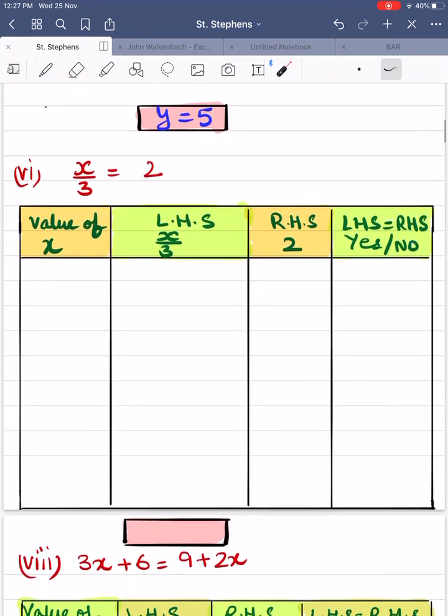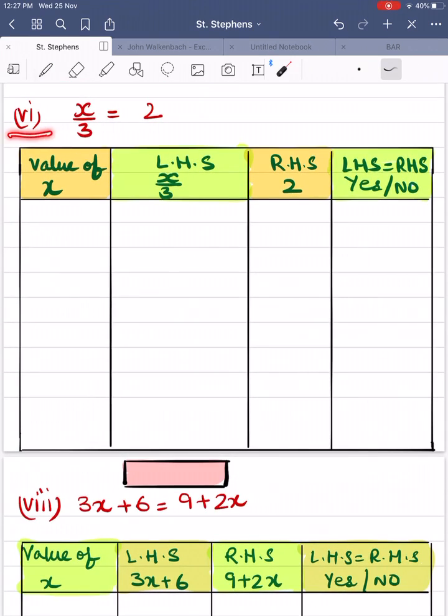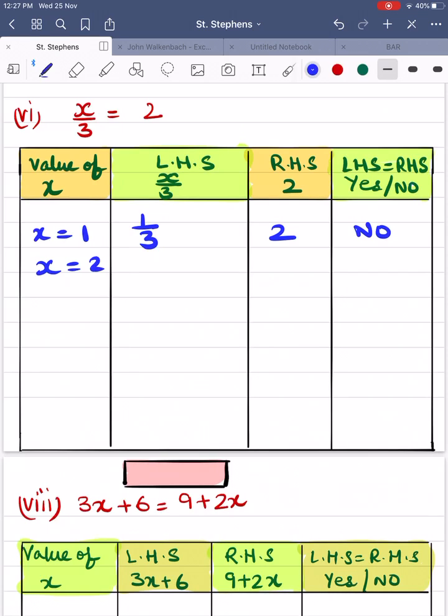Now let's move to sixth part. x upon 3 is equal to 2. Here left hand side is x upon 3 and right hand side is 2. So let's substitute different values for variable x until left hand side is equal to right hand side. So let's take x is equal to 1. So we have 1 upon 3, which is not equal to right hand side. Let's take x is equal to 2. So we have 2 upon 3, which is again not equal to right hand side. Let's take x is equal to 3. We have 3 upon 3 and it gets reduced to 1. It is again not equal to right hand side.